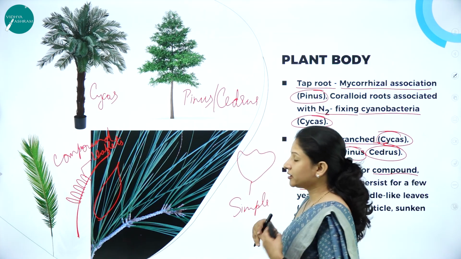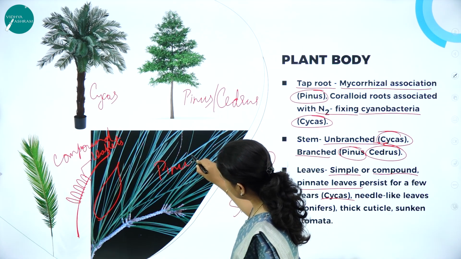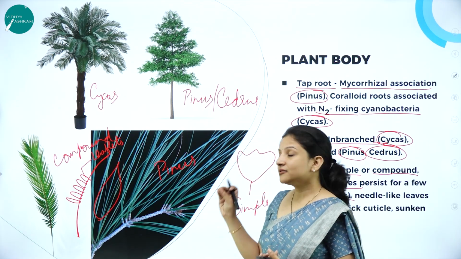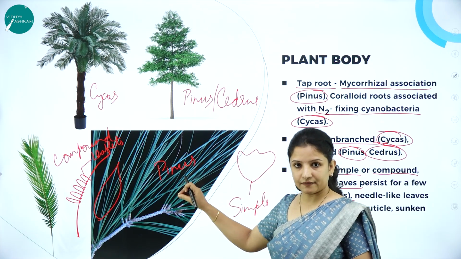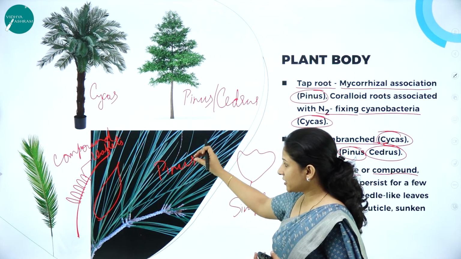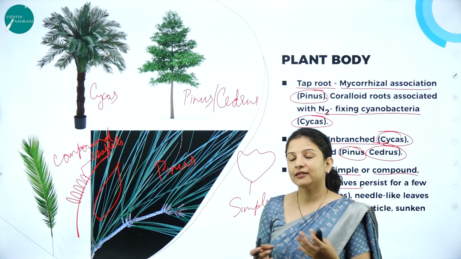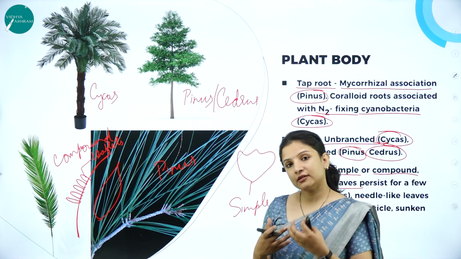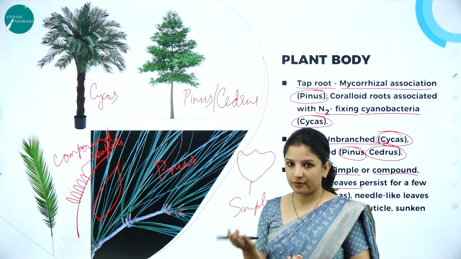Also, the leaf can be needle-like, as in Pinus. Can you see here, the leaves are needle-like, and this is one of the very good adaptations of gymnosperm leaves. Why? Because if the leaves are needle-like, the surface area is less. When the surface area is less, there is a lesser number of stomata. Lesser stomata means the loss of water is also less during unfavorable conditions.